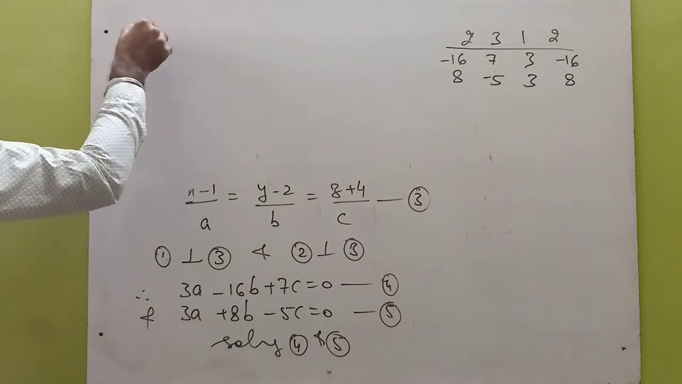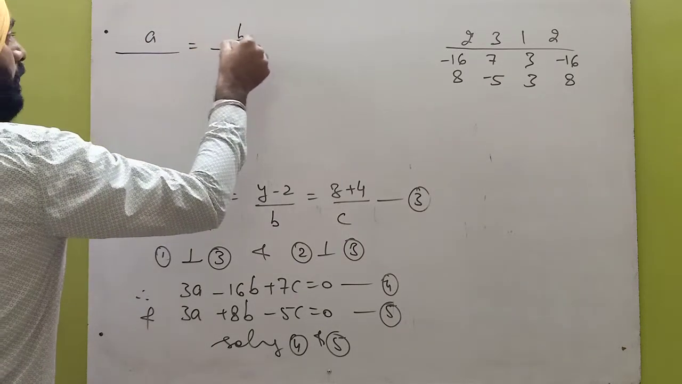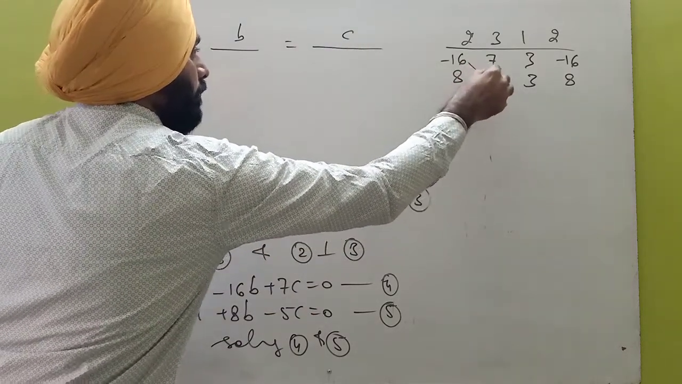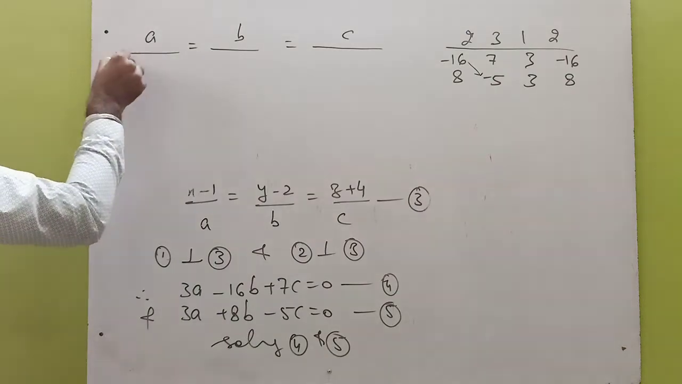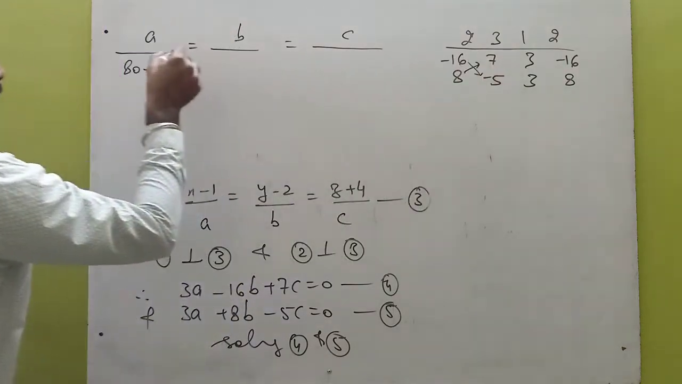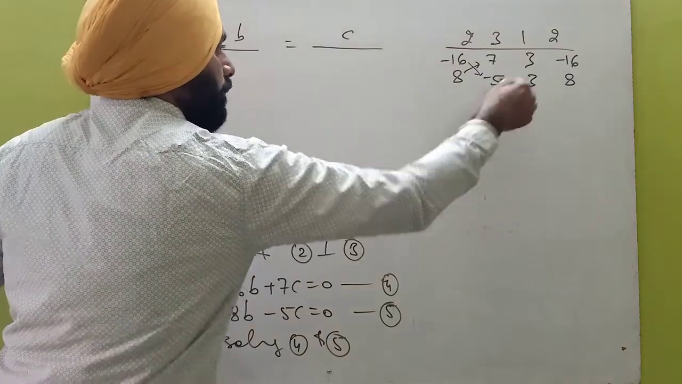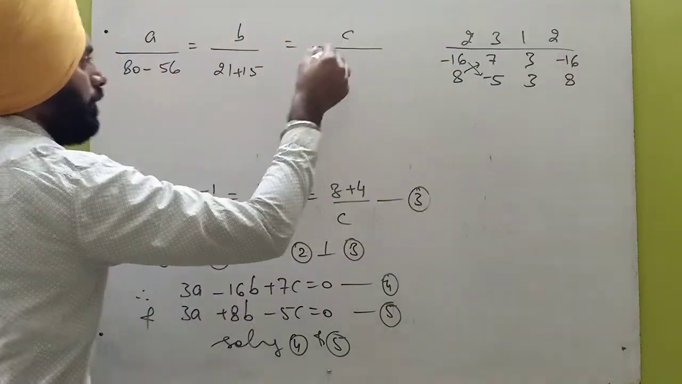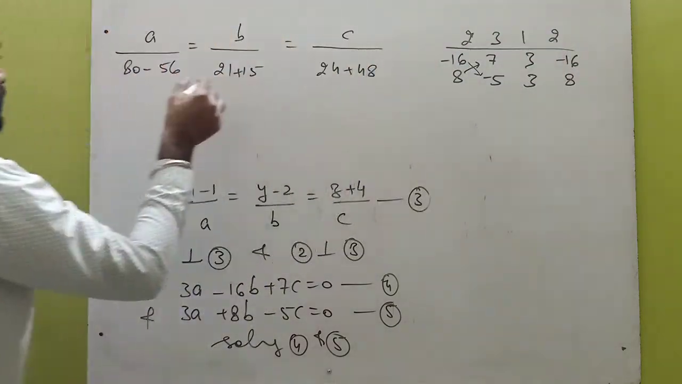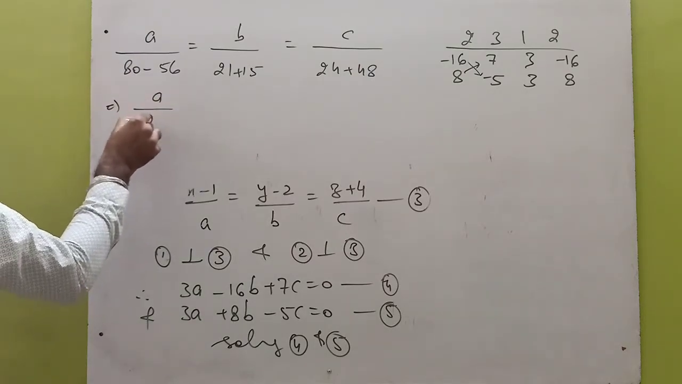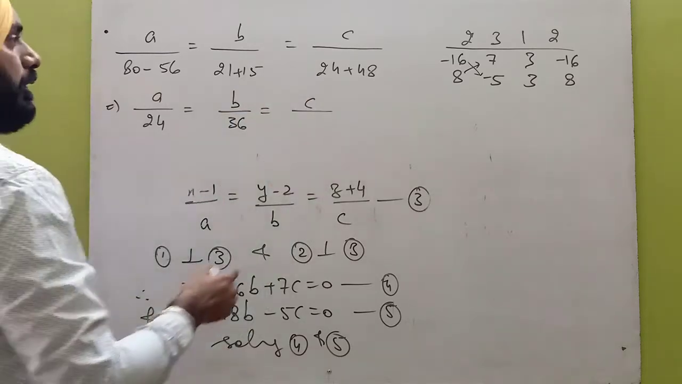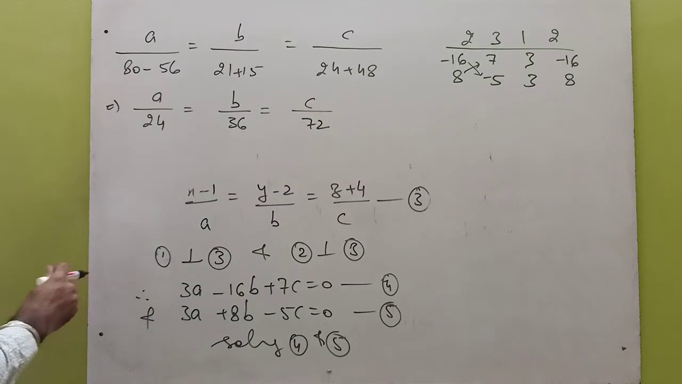So after solving, this is A over, is equal to B over, is equal to C over. Now the first pair is 16 into 5, 80, minus 8 into 7, that is 56. And next 21 plus 15, and next is 24 plus 48. So this is equal to A by 24, B over 36, and C by 24 plus 48, it is 72. And you can take 12 common from this.